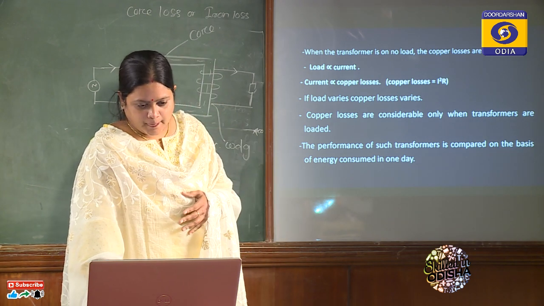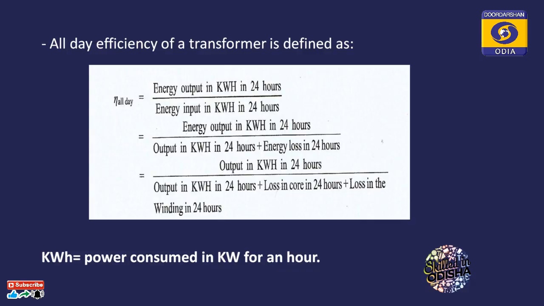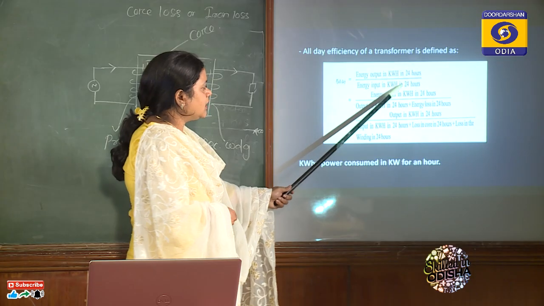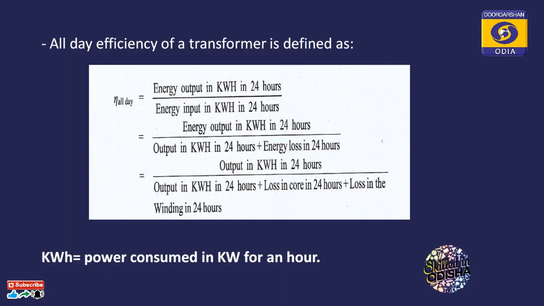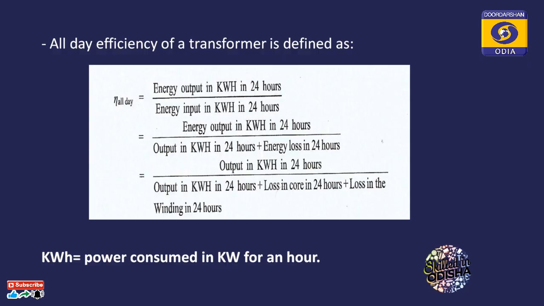So now see here the formula for all-day efficiency. Efficiency all day is equal to energy output in kilowatt hour in 24 hours divided by the energy input in kilowatt hour in 24 hours. The input can also be written as the output in kilowatt hour plus the total losses in 24 hours. So the formula is energy output in kilowatt hour in 24 hours divided by energy output in kilowatt hour in 24 hours plus energy losses in the 24 hours.